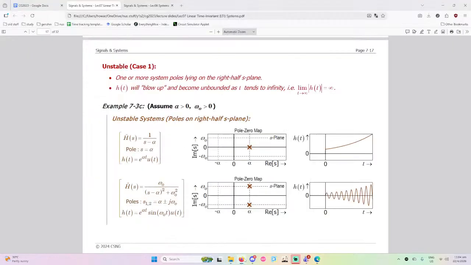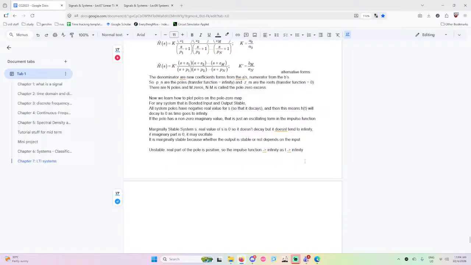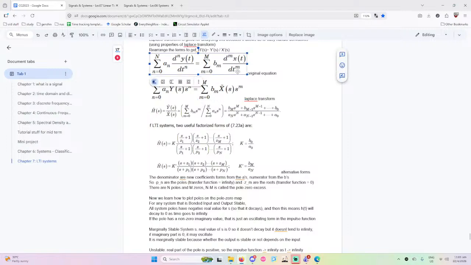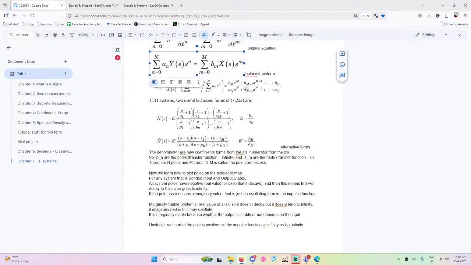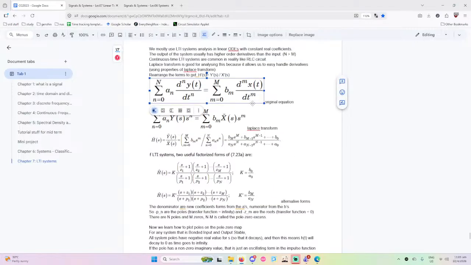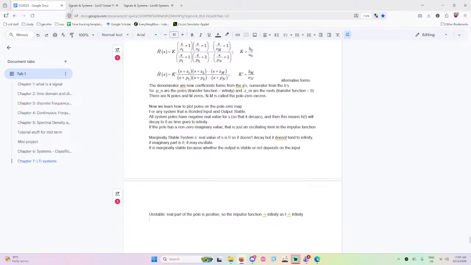And then in the second case, H(s) is equal to omega naught over (s minus alpha) squared plus omega naught squared. In this case, the real part of the poles is also positive, and the poles are equal to alpha plus or minus j omega naught. The corresponding impulse response is equal to e to the power of alpha t times sine omega naught t times u(t). You can see it is oscillating and also blowing up as t tends to infinity. Okay. So this is the first case of unstable systems, which means we have poles located on the right half of the S-plane. Now let's look at the second case.